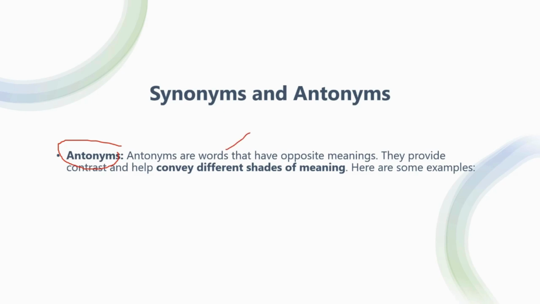antonyms are the words that have opposite meanings. They provide contrast and help convey different shades of meaning. So these are words that are opposites. You don't exactly say the opposite, but they present different shades of meaning.